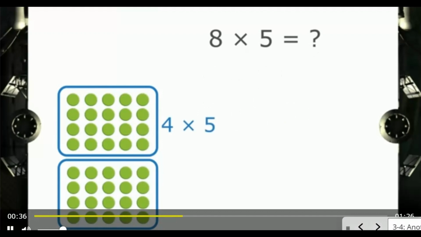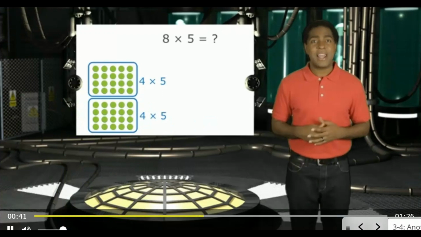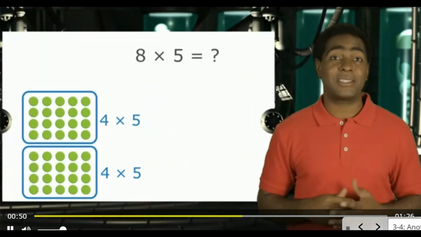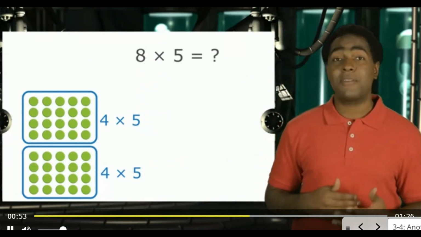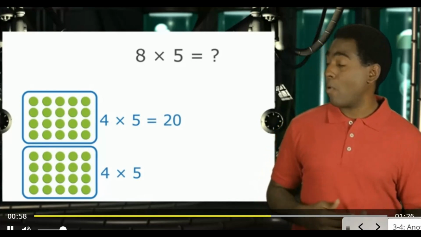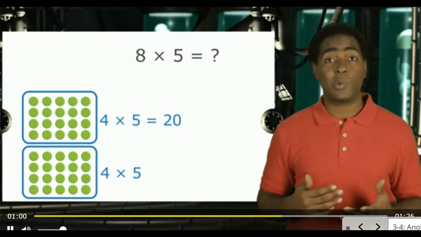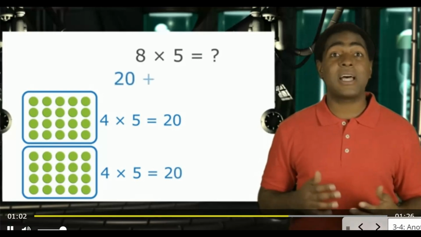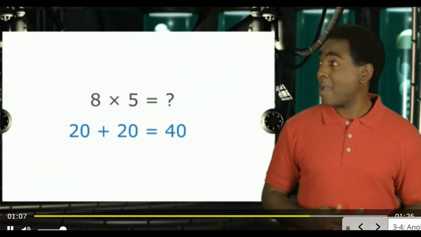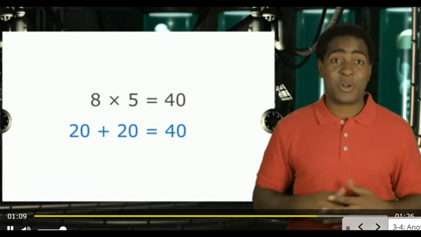Now we have 4 times 5 and 4 times 5. Now we are using 4 as a factor instead of 8. Our 2 equal groups tell us that we can double our 4's facts to multiply by 8. So 4 times 5 equals 20, and another 4 times 5 equals 20. 20 plus 20 equals 40. So 8 times 5 equals 40.